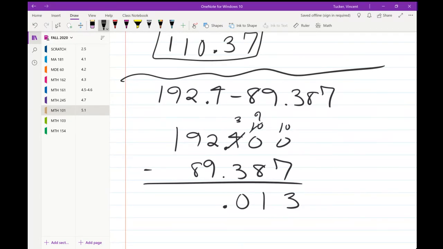Cannot take 9 out of 2. So I'm going to have to borrow. This 9 goes to 8. Now the 10 that comes from that 8, or 1 that turns into a 10, I add it to the 2. So now I have 12 here. 12 minus 9 is 3. 8 minus 8 is 0. And then bring your 1 down.